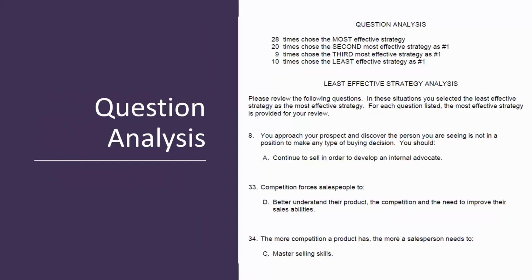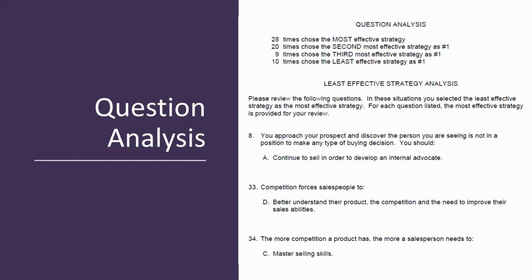So let's inform them of what they should have chosen as an answer to each of these questions. For instance, here's scenario number 8. Question number 8, you approach your prospect and discover the person you are seeing is not in a position to make any type of buying decision. The correct answer is you should A, continue to sell in order to develop an internal advocate.